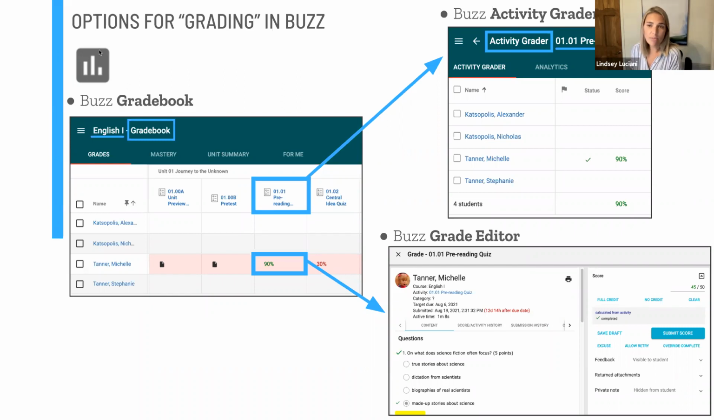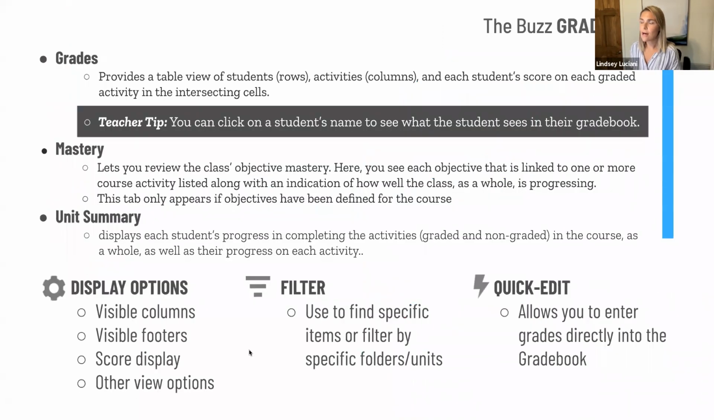Anytime you're looking for the Gradebook in Buzz, you're going to look for this icon, which kind of looks like a little bar graph. That is an indicator that you'll be accessing the Gradebook. So first, I'm going to go over some of the main points about the Gradebook, and then we'll jump into Buzz, take a look, and flip-flop back and forth that way.